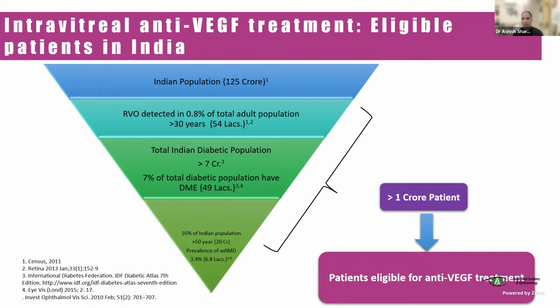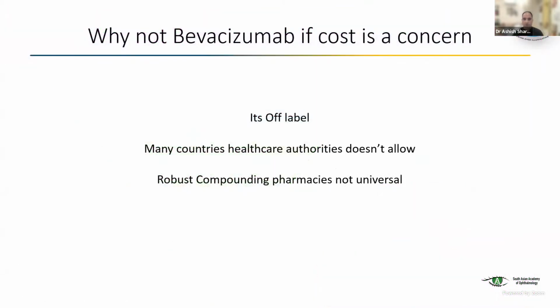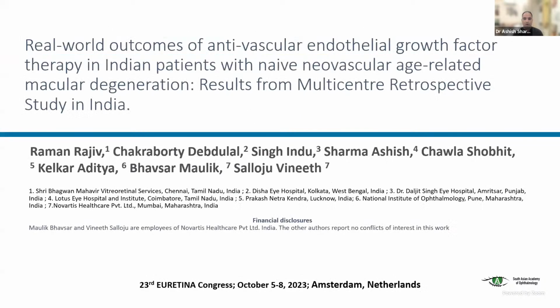If you go with the kind of incidence that we have in this country, although we are a poor data-driven country, this is the rough calculation that we have: that around 1 crore patients require anti-VEGF injections. So why not Avastin if cost is a concern? It is an off-label drug. Many countries' healthcare authorities do not allow it. And in our country, and even in other countries, robust compounding pharmacies are not that strong.